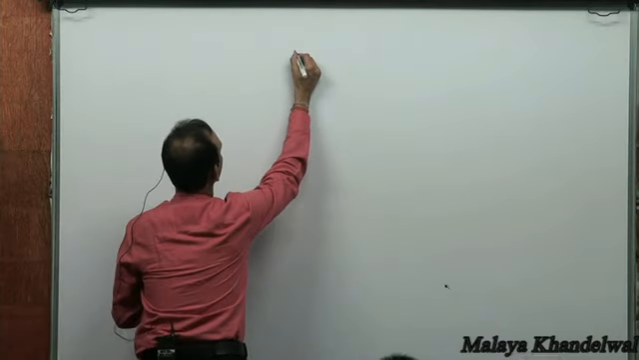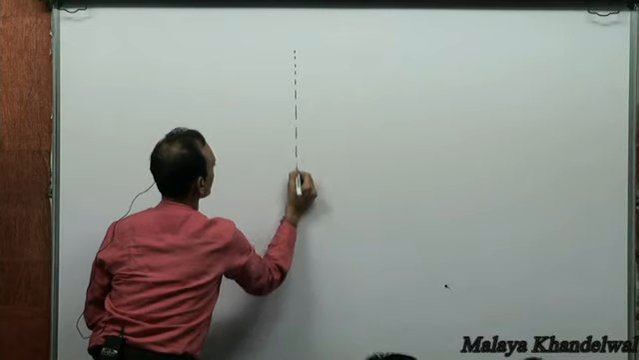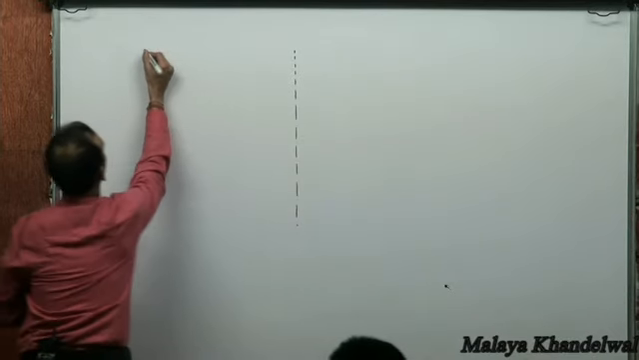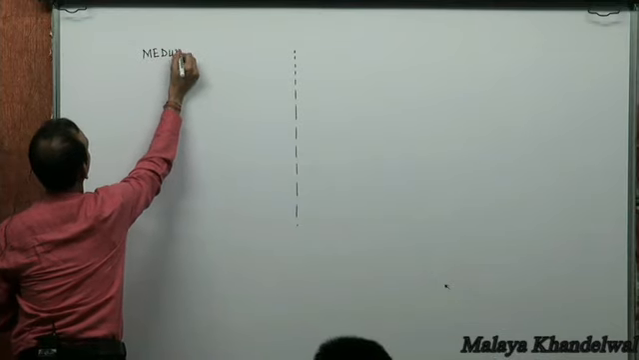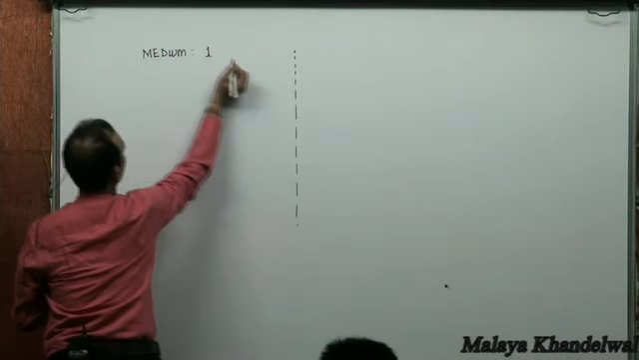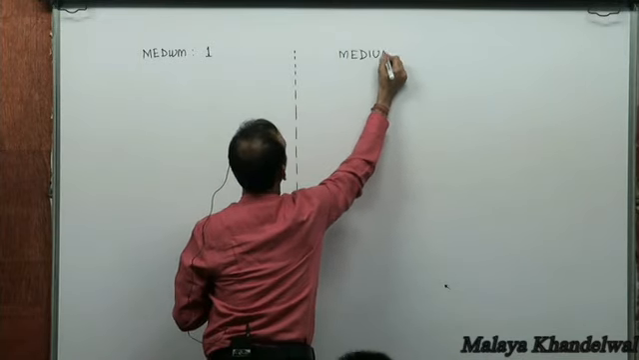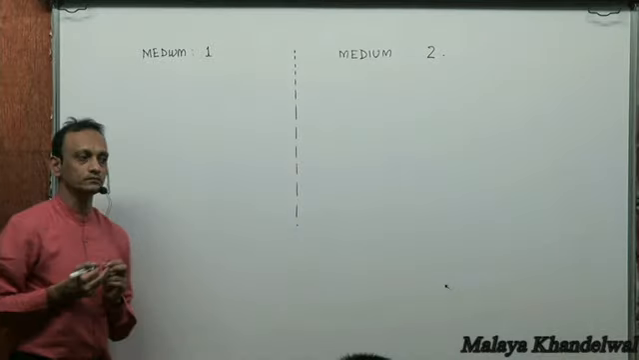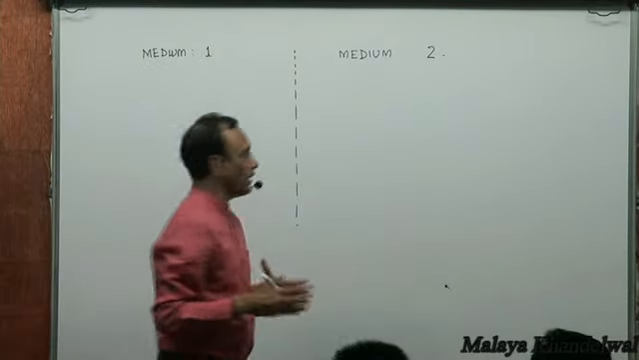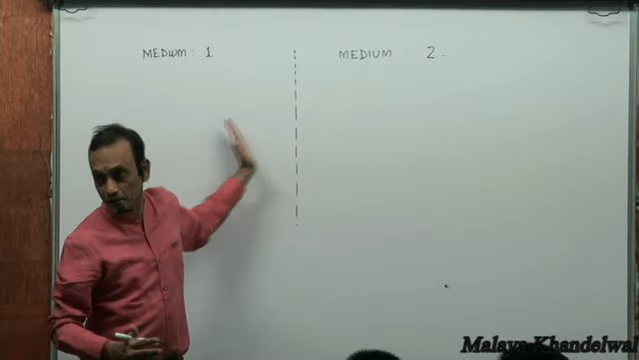So we have, let's say, a medium 1, and there is this medium 2. And this is the boundary, let's say a plane boundary separating the two media. All right.